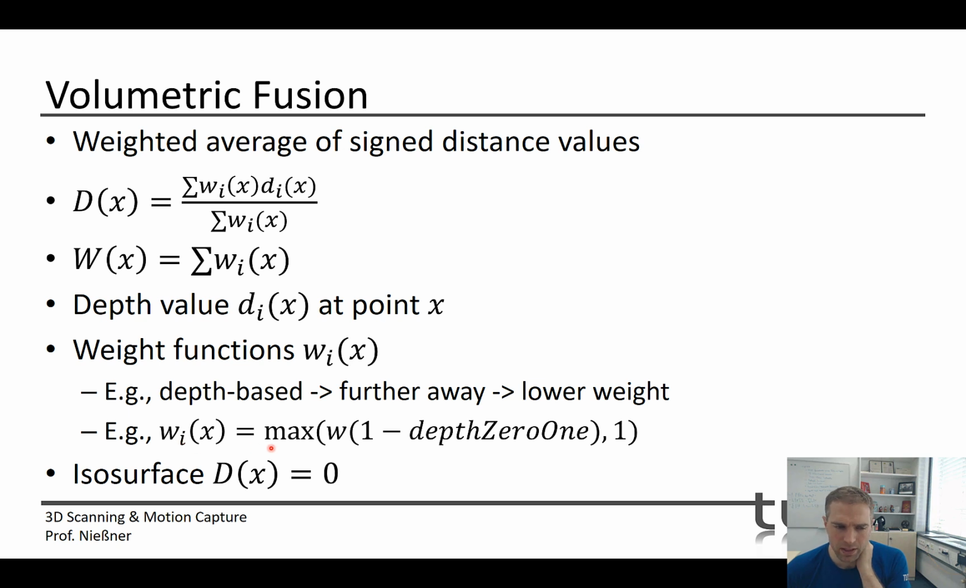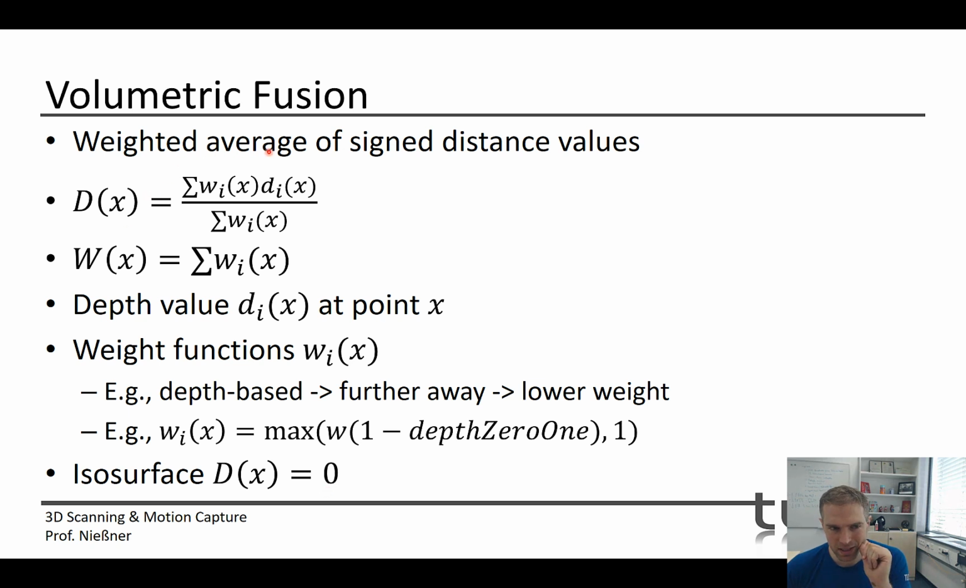So one thing you can do here is you can have a function like this one. This is max w times 1 minus depth. This is 0 to 1 basically. It's a normalized depth range. And 1. So this is between 0 and 1. This is what this function ensures here. And this is what you can weight here. And then the isosurface is basically where D of x is equal to 0. That's very clear, and we can use our marching cubes to extract it.